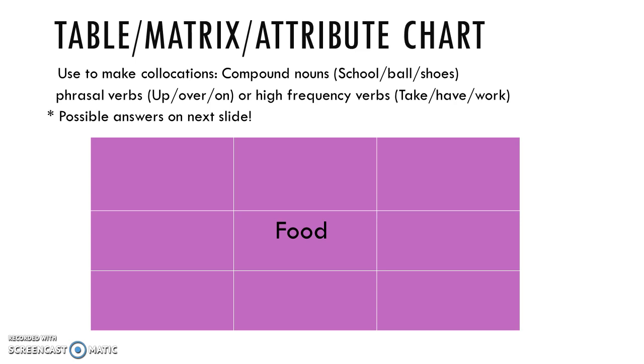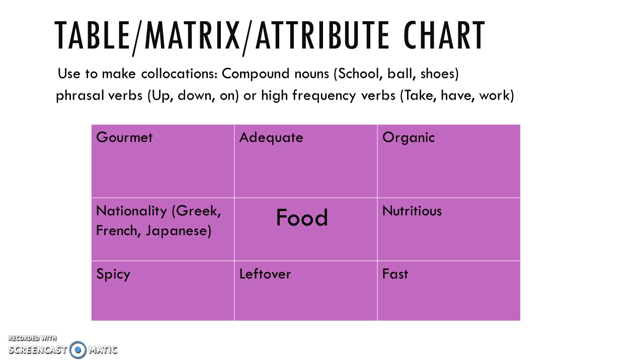So there's some possible answers on the next slide, and today's topic is food. Give you a couple seconds to think of some noun collocations with food. All right, let's check. So, collocations with food are adequate, organic, nutritious, fast, leftover, spicy. You can do a nationality or gourmet.